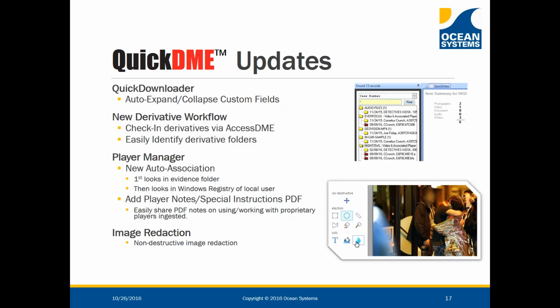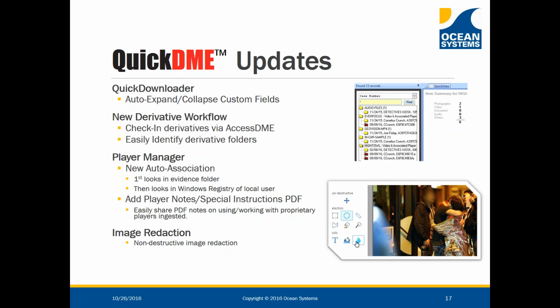Some of the updates that are coming soon and will be shown at LIVA include custom fields, auto-expanding and collapsing now within the quick downloader, and a new derivative workflow. So now we're able to check in derivatives of original assets. We can check out our work, make our derivatives, forensic clarifications, and then check them in as derivatives, and they're easily identified right within the Quick DME interface. So another cool new feature.